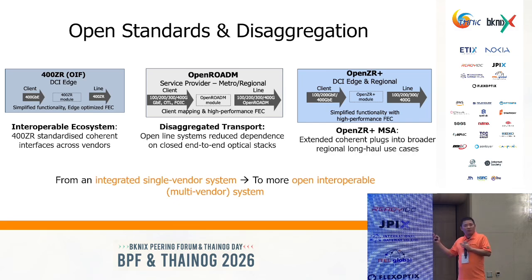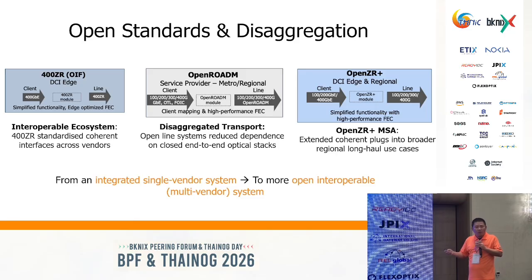Second thing, the most important one, is open standards and disaggregation. OIF started the 400ZR, I think, and opened up the whole thing. They were the first to push for interoperable coherent plugs across different vendors. Then OpenROADM came up with this concept of, okay, we should be able to carry alien waves across different line systems. They were the ones who pushed for a disaggregated transport. And then OpenZR Plus pretty much took the best of both and said, why only stick to DCI style of 400ZR? Why don't we take this whole concept for long distance regional communication also? So that's 400ZR Plus.